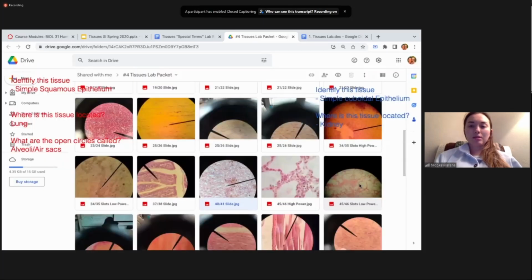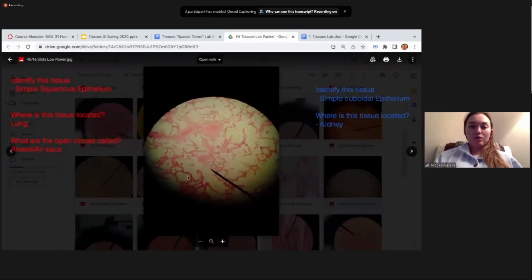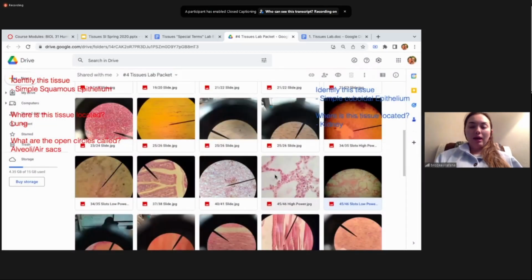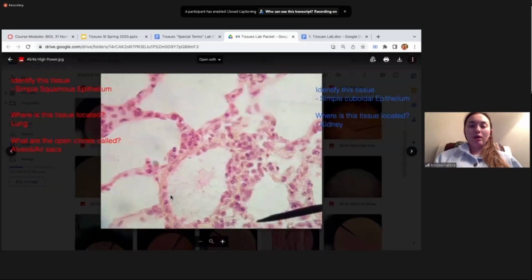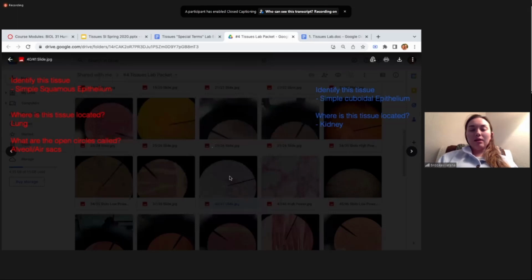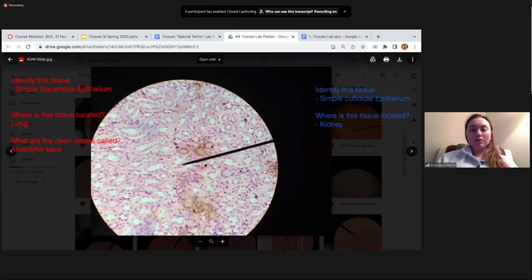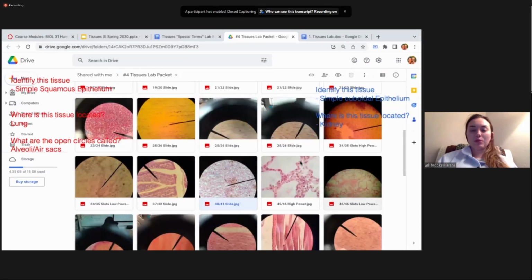Versus our simple squamous, again, is not perfect circles. They're kind of irregular in shape. And they really do look like they have more than one layer of cells, but they are simple, so technically it's just one layer, okay? So for this tissue, it's simple squamous epithelium. It is located in the lung, and the open circles are called alveoli or air sacs. The blue writing would line up with simple cuboidal. This tissue that we see here is simple cuboidal epithelium, and it is located in the kidney. Okay, so hopefully that helps identify the difference between those two tissues.